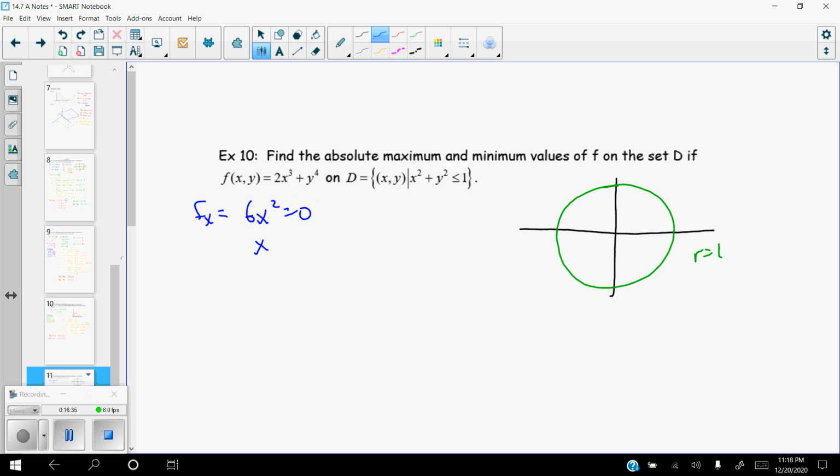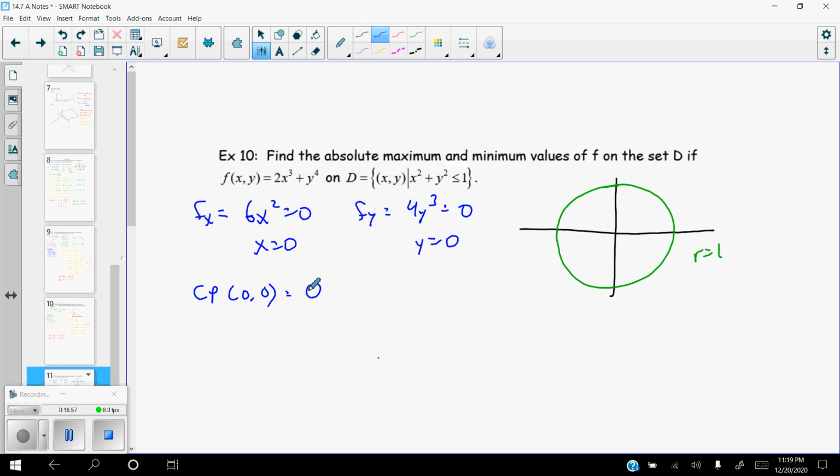Setting that equal to 0 gives us x equals 0. Fy is going to be 4y cubed. Setting that equal to 0 gives us y equals 0. So we know we have a critical point at 0, 0. Plugging that in, you also get a value of 0. All right, so there's one of them.